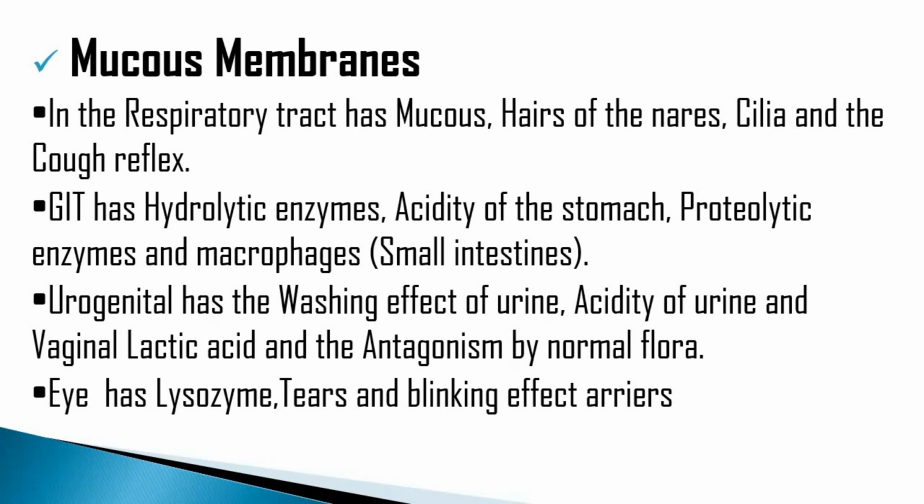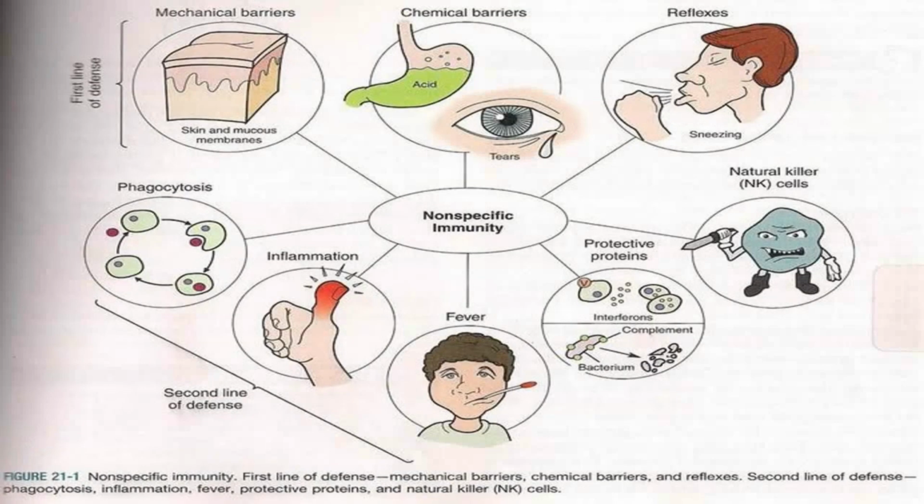The eye produces an enzyme called lysozyme. So if a bacteria enters your eye, this lysozyme is going to kill the bacteria. There's also production of tears. The blinking effect of the eye also prevents the entry of microbes in your eyes. So that is about the epithelial membranes being part of your innate immune system.